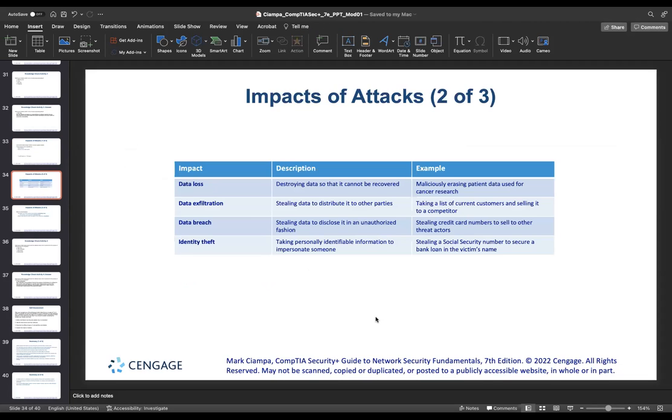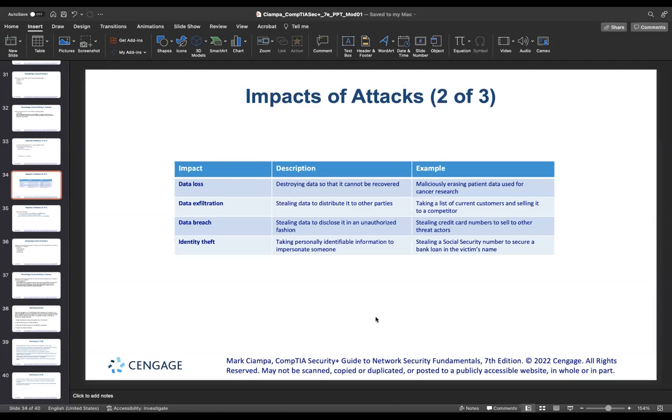So the impacts can be data loss, which is destroying data so that it cannot be recovered. Let's say you have some information that you use for your day-to-day business. The data loss means your business is down, basically. So an example is maliciously erasing patient data used for cancer research. So that pharmaceutical company cannot continue their cancer research and they may lose to their competitor.